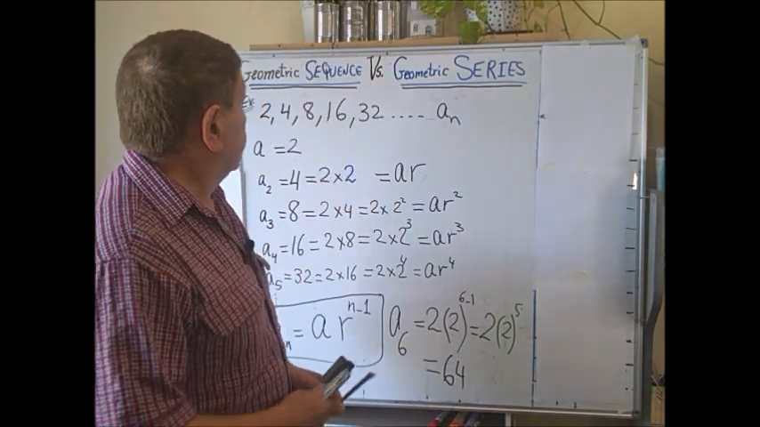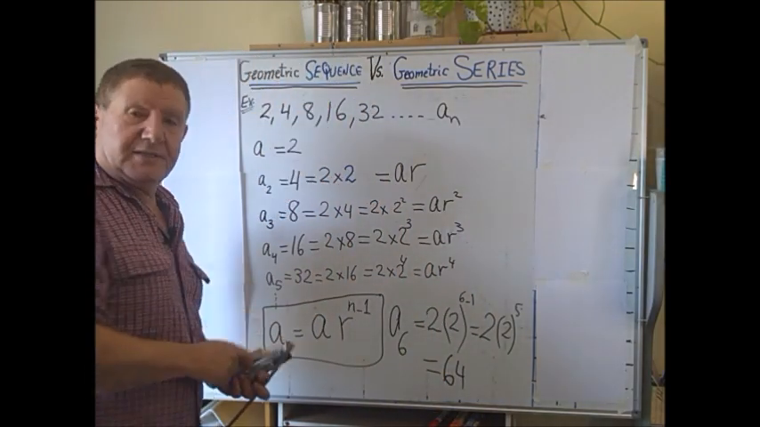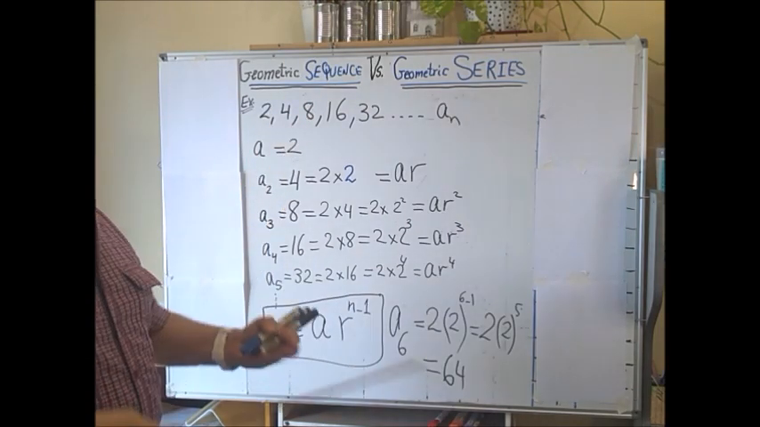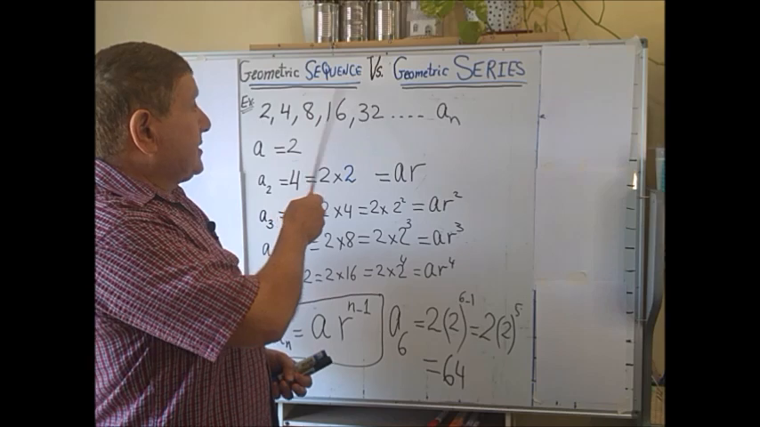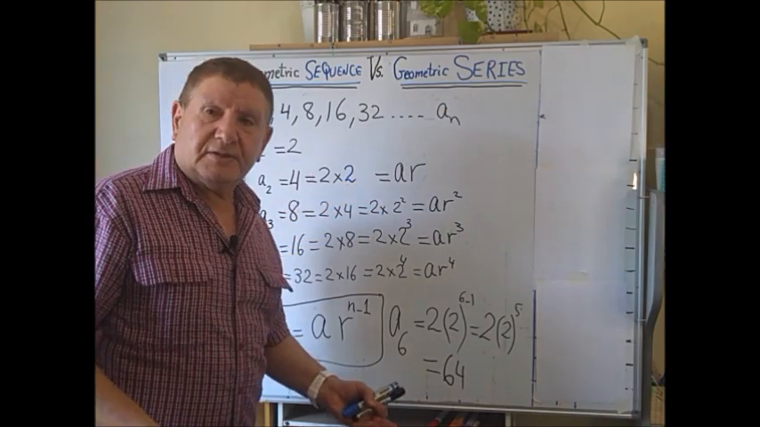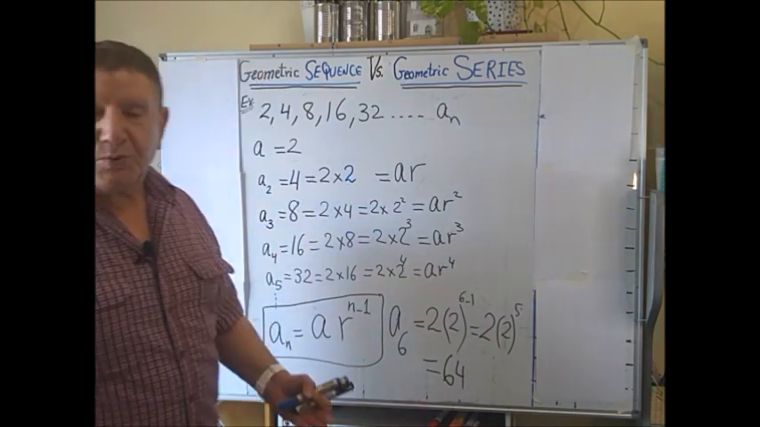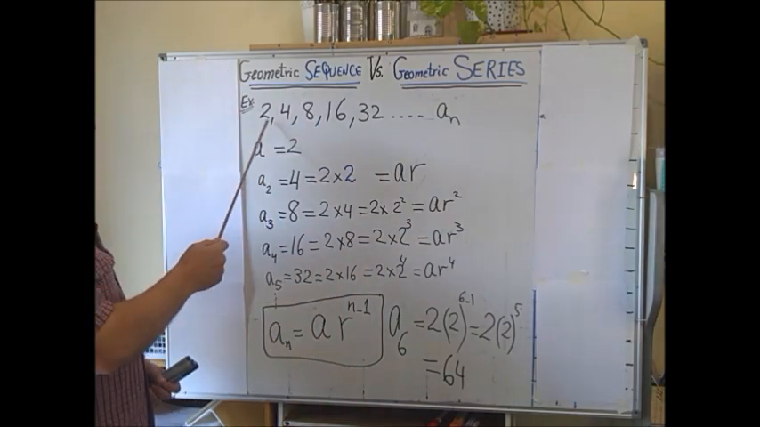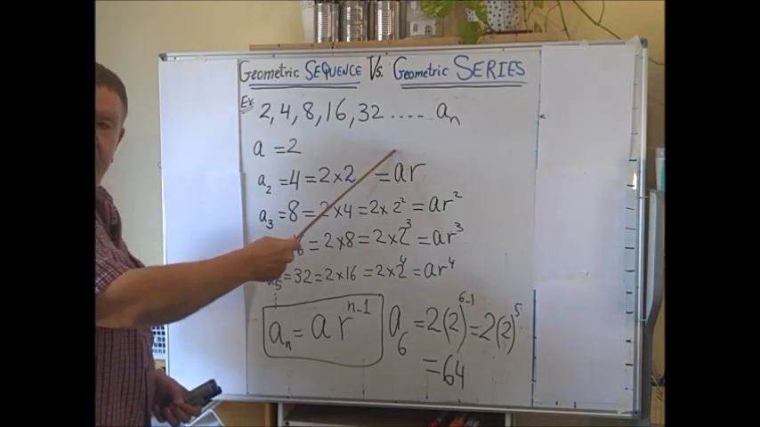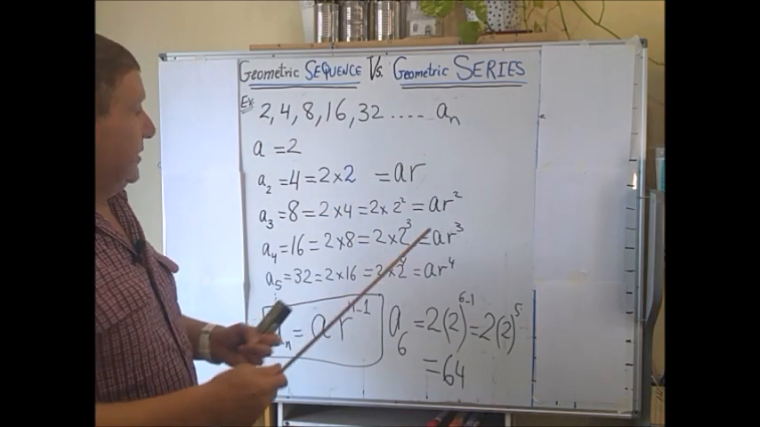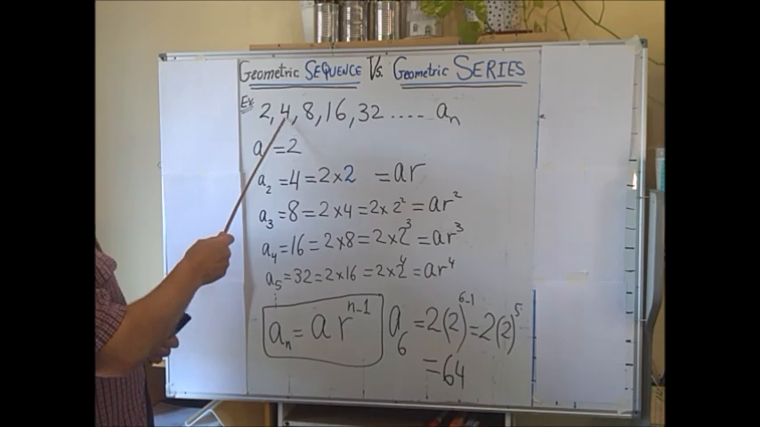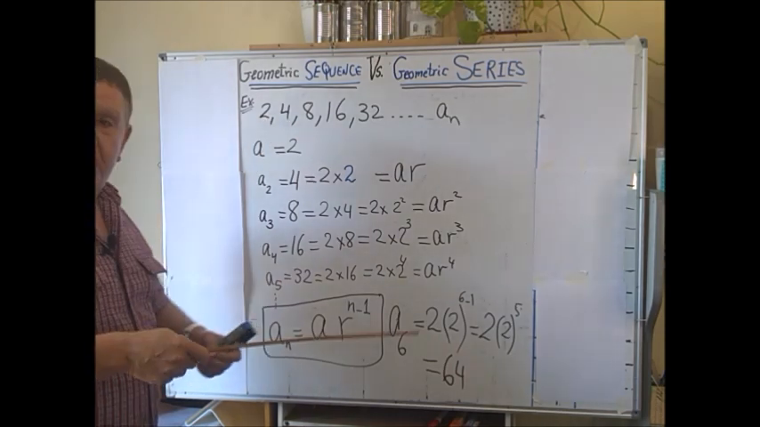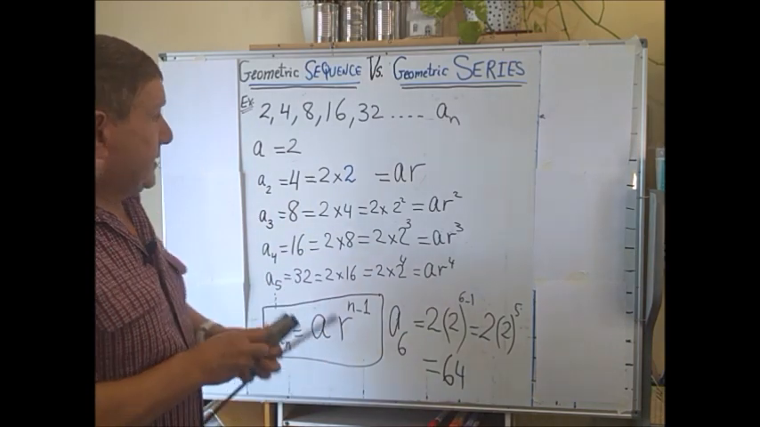Today we're going to do geometric sequence. We often hear about geometric sequence and geometric series. So what's the difference between the two? As we will see, the geometric sequence is a set of numbers such that each term is obtained by multiplying the previous term by a constant. So it's a set of numbers.